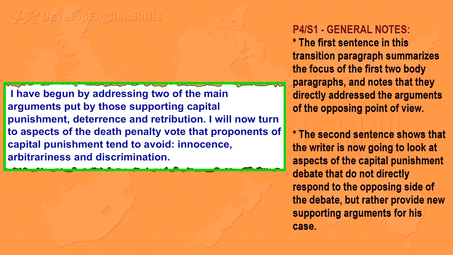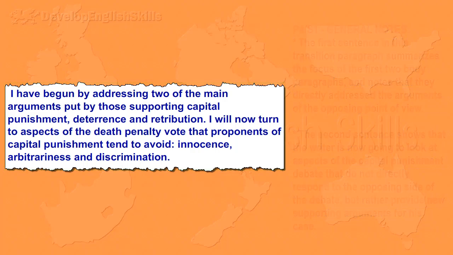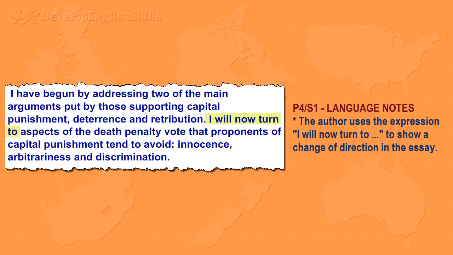The first sentence in this transition paragraph summarizes the focus of the first two body paragraphs and notes that they directly address the arguments of the opposing point of view. The second sentence shows that the writer is now going to look at aspects of the capital punishment debate that do not directly respond to the opposing side of the debate, but rather provide new supporting arguments for his case. The author uses the expression "I will now turn to" to show a change of direction in the essay.